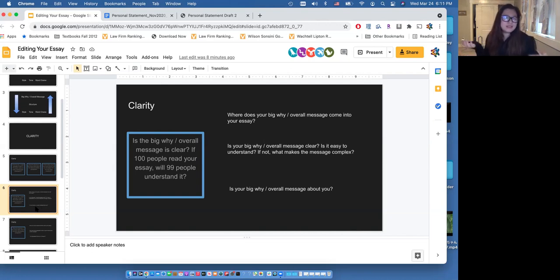And second, is it clear? Is it an easy to understand message? I don't think that a good message or good why or a good purpose needs to be easy to understand, but I think it should be understandable, right? Are you in a position where, if somebody read your essay, you feel like you need to explain it? We want to make sure that that message is very clear.